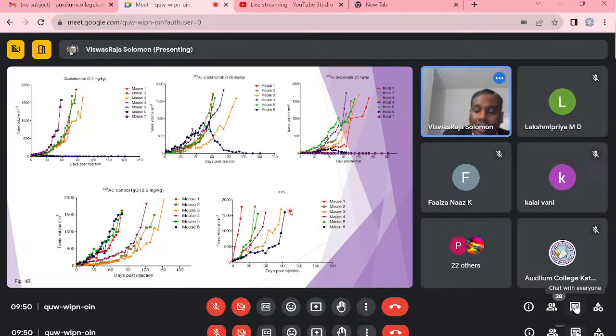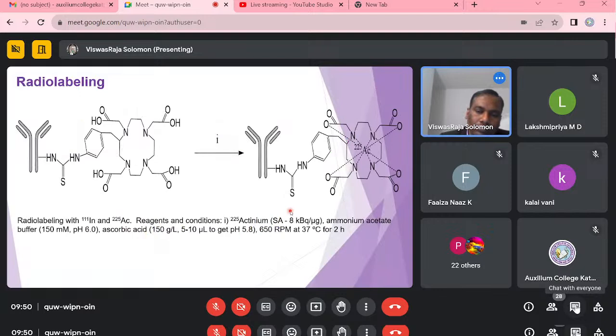For these studies, again, we did all the QC studies that I mentioned for the indium tracer. Like we did the stability studies in PBS and stability studies in serum. Again, we did the cell binding affinity and immunoreactivity fraction assay.